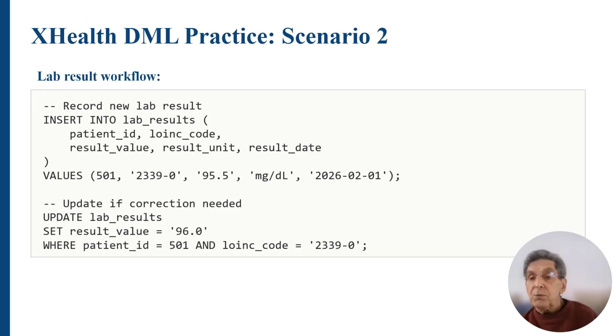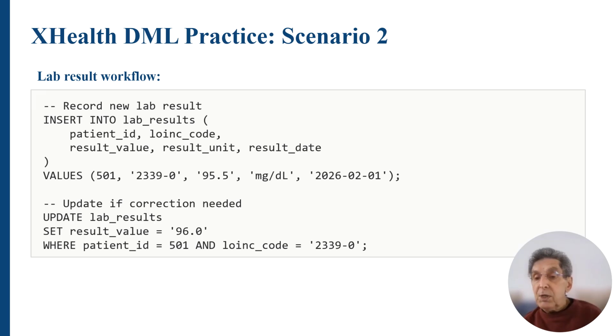What happens when the lab calls back to say there was a calibration issue and the value should have been 96.0 instead of 95.5? Well, then we use that update to correct it. We target the specific result using multiple where conditions to be sure we get the proper row. The patient ID and the LOINC code together identify the proper record we want to update. In a production system, you'd likely use the lab result ID for more precise targeting, and you'd also record who made the correction and why.